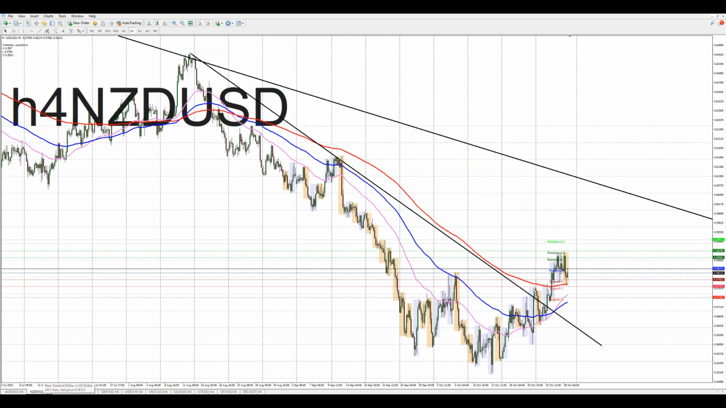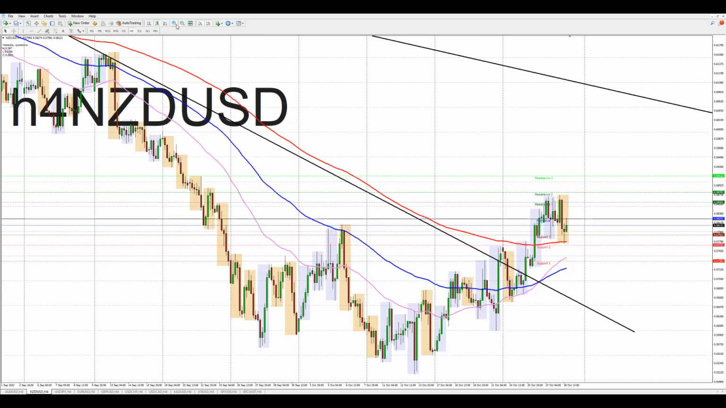Let's go to New Zealand USD. What's happening right now? Well, overall we are going downwards, but we have a break of trend line. Let me zoom it up. Okay, we have a break of trend line and we have a bullish move happening right now on New Zealand USD. Okay, price is moving upwards and let's see what happens.